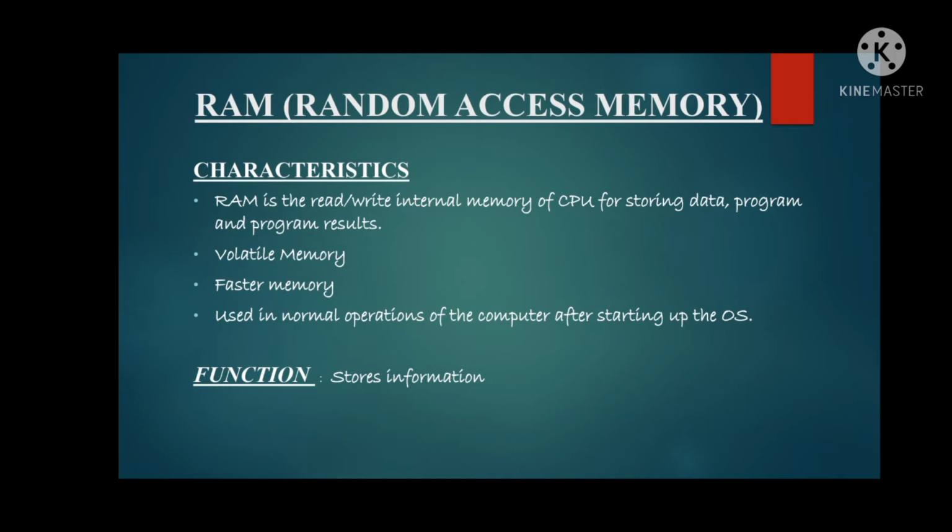It's a volatile memory, as I gave you the example of RAM for volatile. Once the power is lost, you cannot retrieve the data back. And it's faster memory, as this is a part of primary memory. It's used in normal operations of the computer after starting up the operating system. What's the function of RAM? It stores the information of your computer that is actively in use, so that it can be accessed quickly. So that is all about RAM.